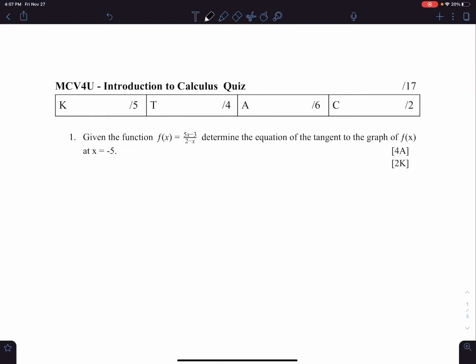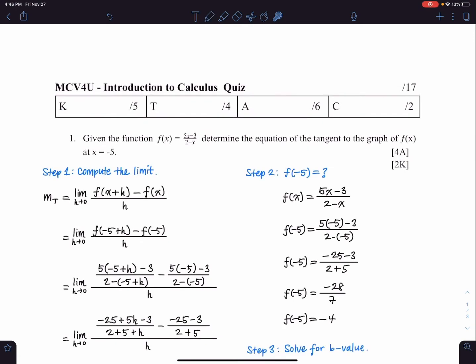Okay, so given the function f of x equals (5x minus 3) over (2 minus x), determine the equation of the tangent to the graph of f of x at x equals minus 5. So our first step is to compute the limit. The slope of the tangent is equivalent to the limit of the function as h approaches 0.